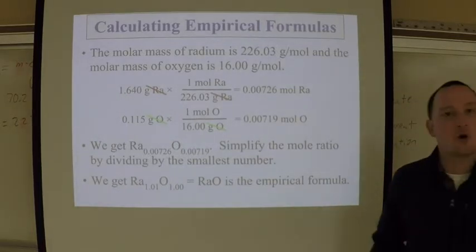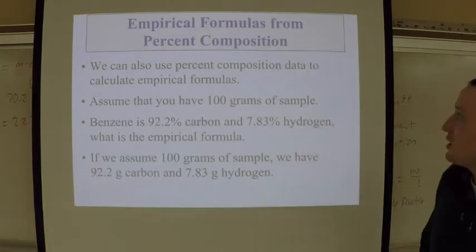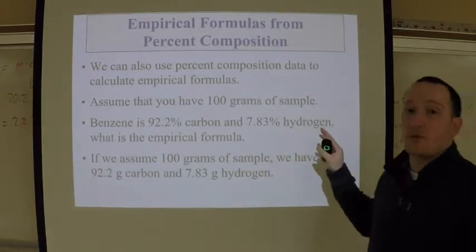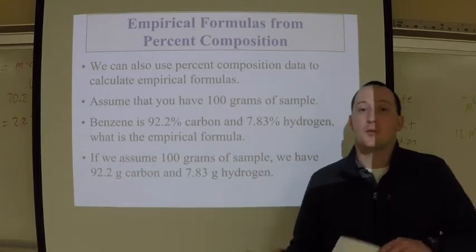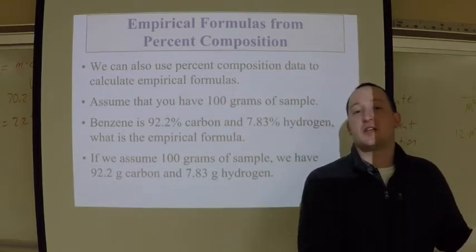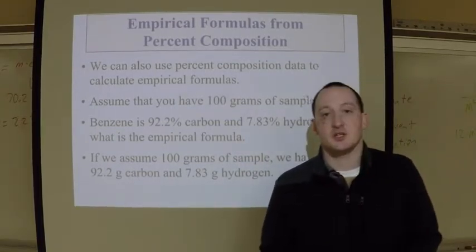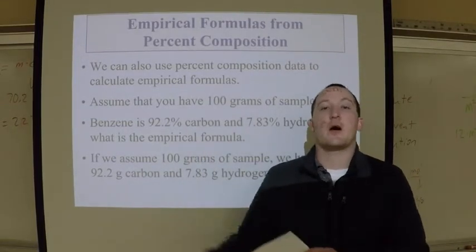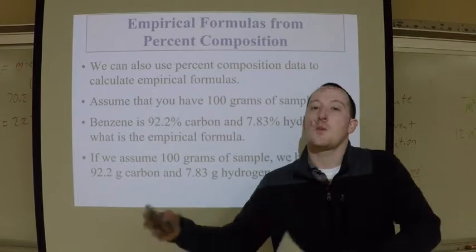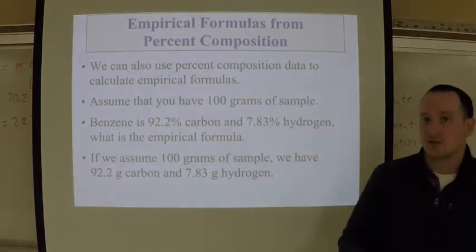Okay? We'll walk through, I'll show you how to do another one. So there we weren't given percent composition data, but we were given composition data. Percent composition is what's the percentage of each element. Composition data is what are the masses, what's it made of. We were given composition data in the previous problem. What if we're given percent composition data?